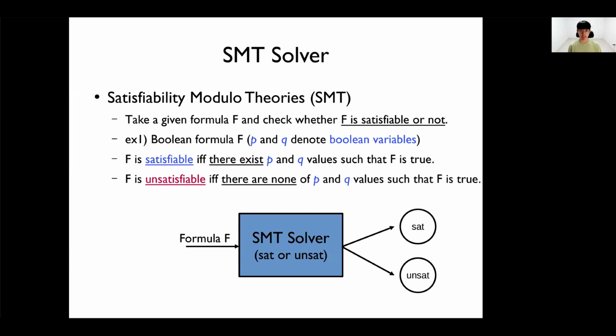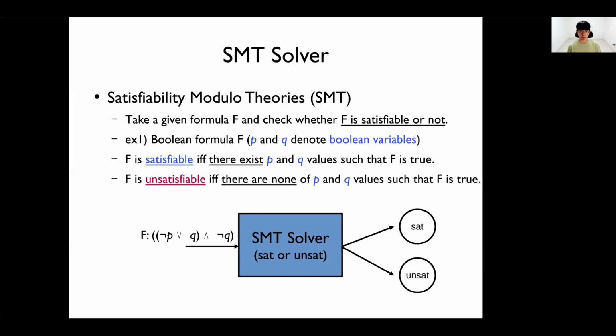The term SMT is an abbreviation of satisfiability modulo theories. So an SMT solver takes a formula F as an input and checks whether this formula F is satisfiable or unsatisfiable. Let me explain the meaning of satisfiable and unsatisfiable by using an example. Suppose that a formula F, which consists of Boolean variables P and Q, is given. Here, the formula F is satisfiable if and only if there exist P and Q values such that F is true. Conversely, F is unsatisfiable if and only if there are no P and Q values such that F is true.